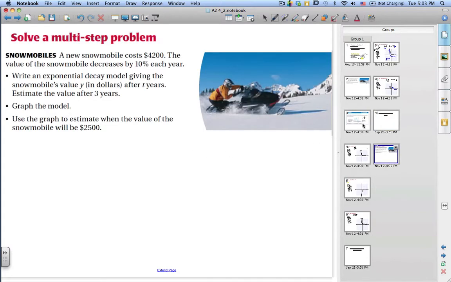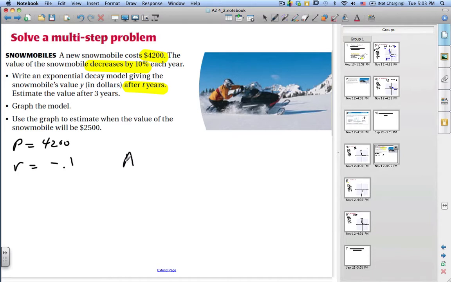So going back to our problem with the snowmobile, I want to go ahead and write the function. I know that I start with $4,200. I know it decreases by 10%. And they want me to write a decay model for after t years. So when I go through that, I know that my initial situation, the principal, is $4,200. That's what I spent. I know that my rate is negative 10%, negative 0.1. And my time is t.